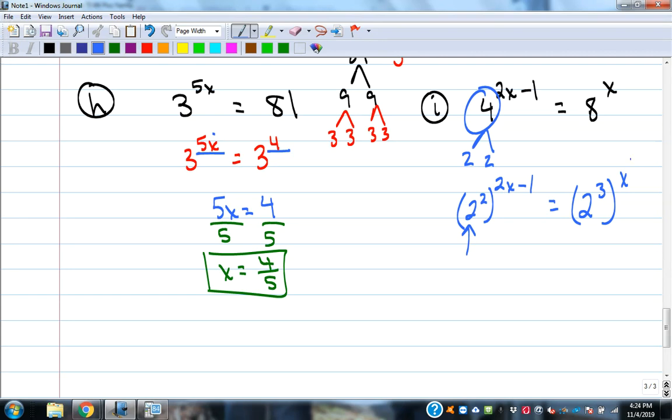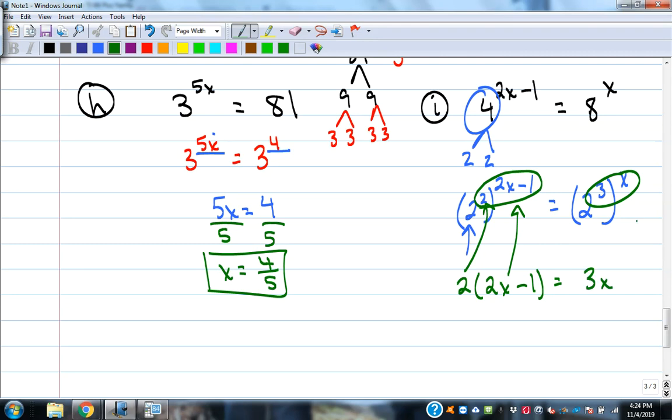And now I can set up my equations using exponent rules. I know what happens between this 2 and that 2x minus 1. What's the rule when there's an exponent outside of the parentheses? What do you do with those exponents? If there's an exponent outside the parentheses, you multiply. So we're going to multiply 2 times 2x minus 1. So this is that 2 that's right there, and then this 2x minus 1 is that. And then on the other side, the same thing happens. We've got 3 times x, so that's 3x out of that.